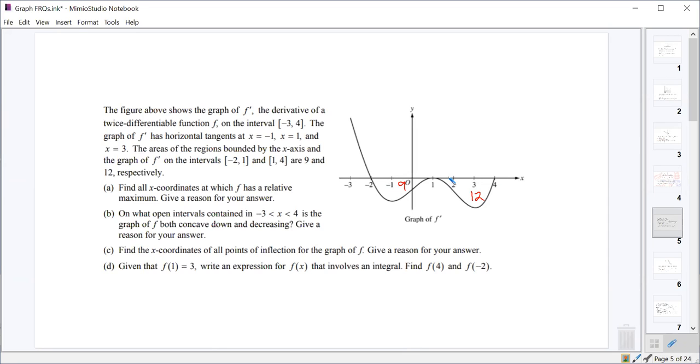We want to find all x coordinates at which f has a relative max. So if f has a relative max, that means that f prime needs to do what? Needs to go from positive to negative. We're going to have a relative max. So that happens here at -2. We go from positive to negative there.